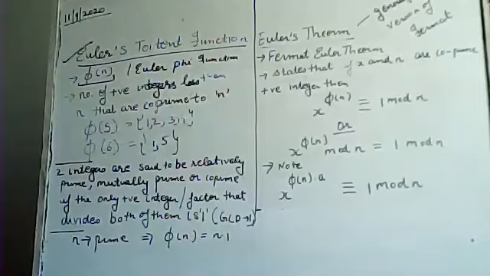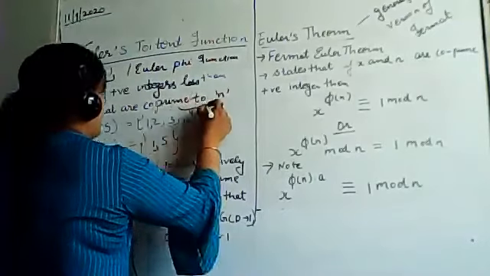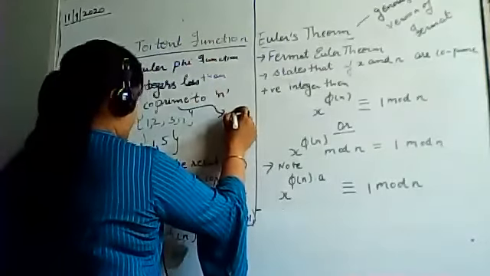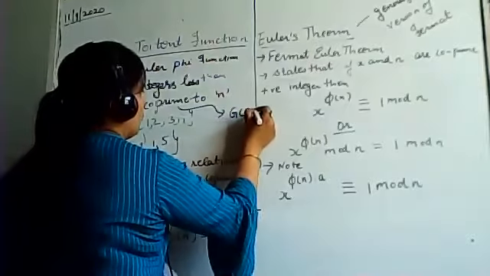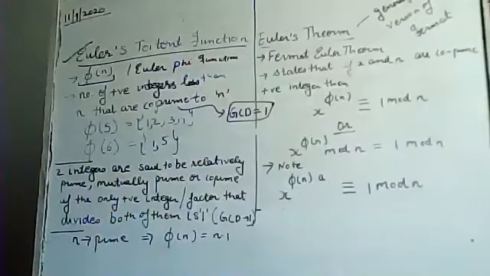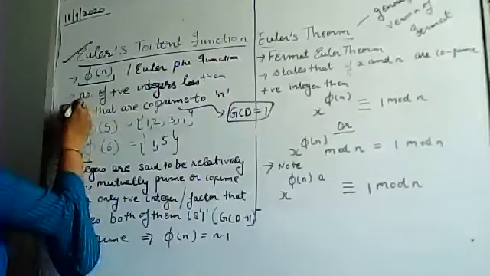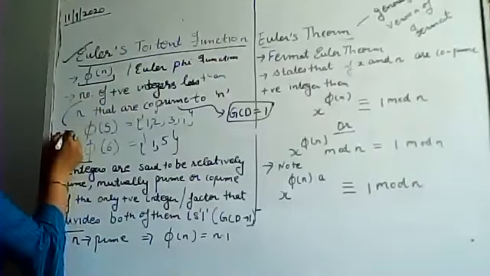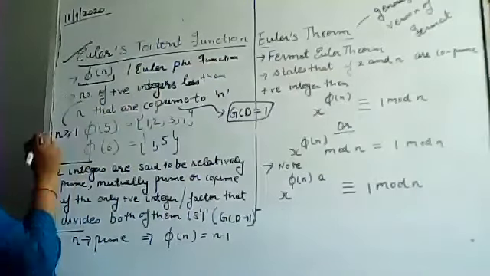Now what do we mean by co-prime? Just remember that co-prime is that whose GCD is equal to 1. So just note down all these terms. What we mean by co-prime is that whose GCD value is 1. So, the number of positive integers: this positive integer should be such that n is greater than or equal to 1.